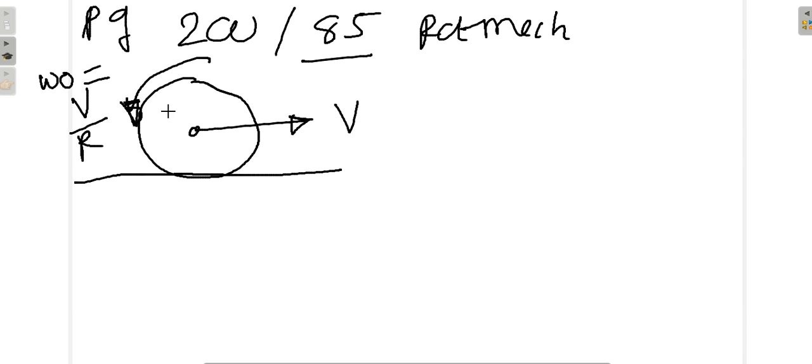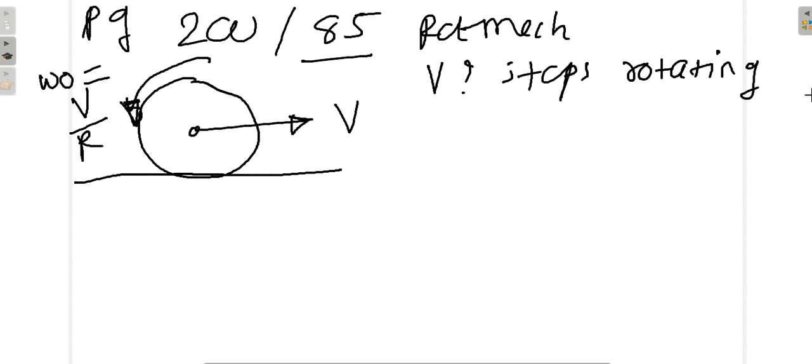Please note, had it been clockwise, the body would have started pure rolling immediately, but here the omega naught is in the opposite direction. We are supposed to find two things. We are supposed to find the linear speed of the sphere when it stops rotating. They are asking what will be the linear speed when the body stops rotating. And secondly, they are asking what will be the linear speed when it starts pure rolling.